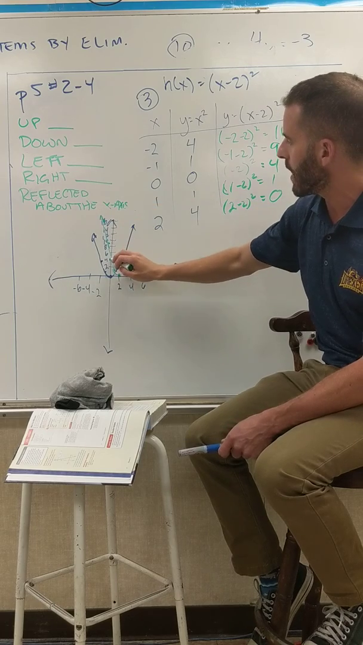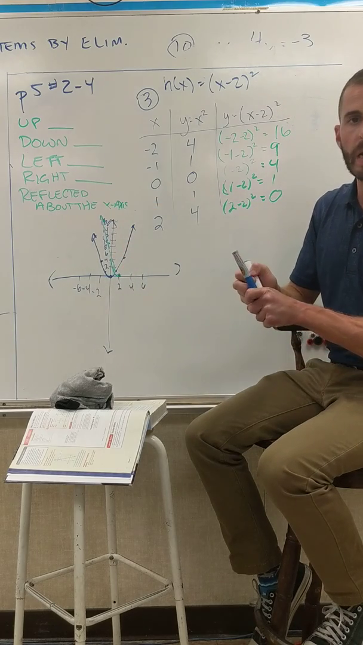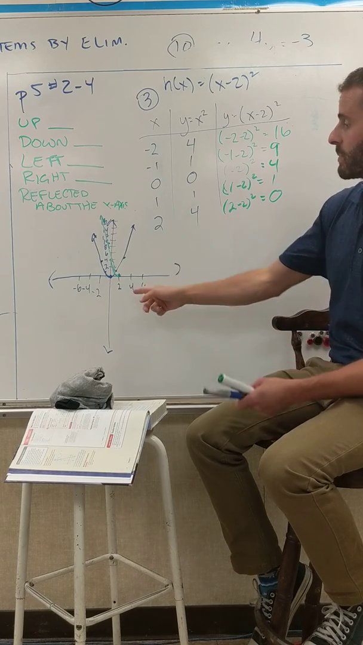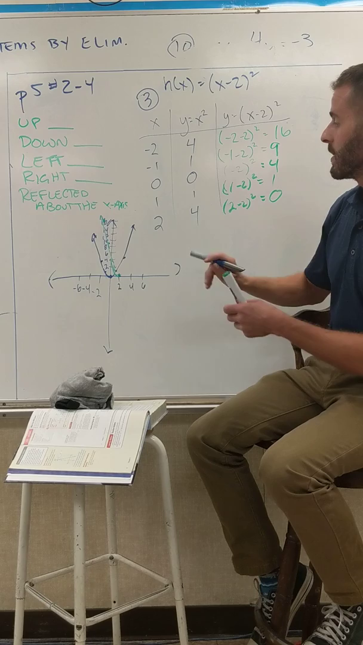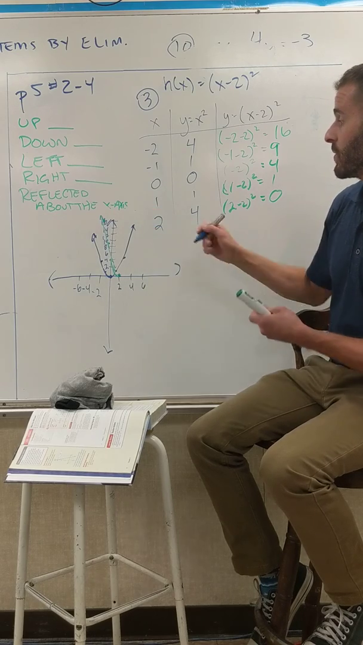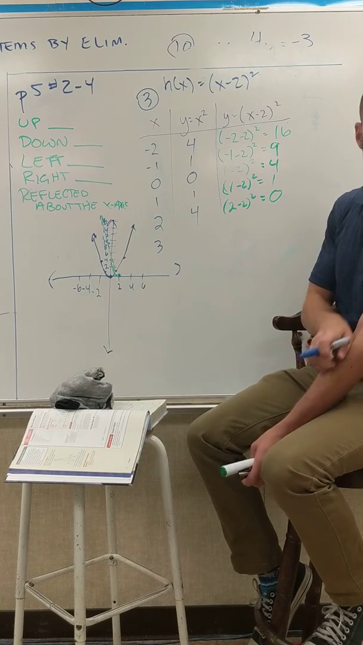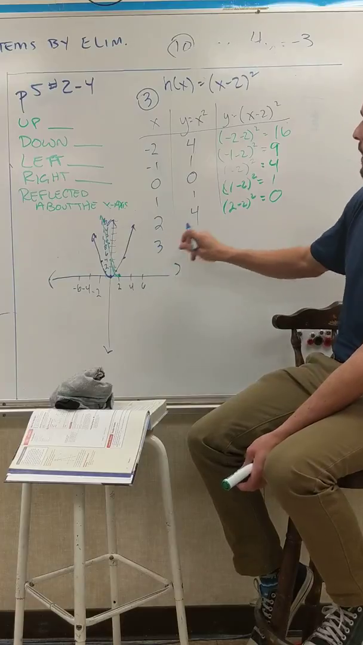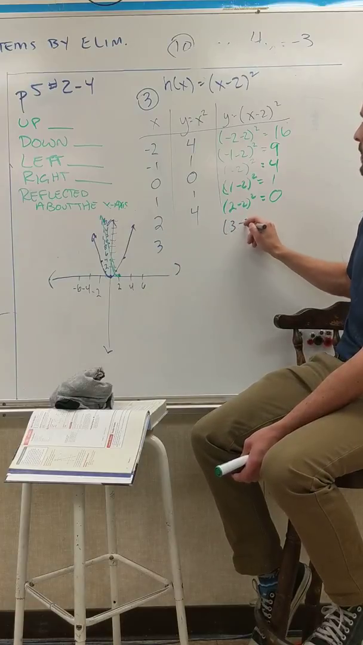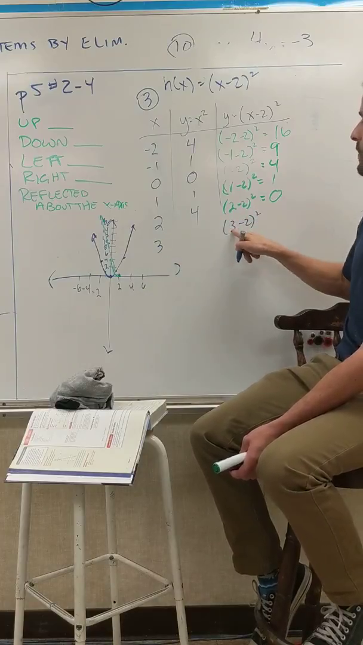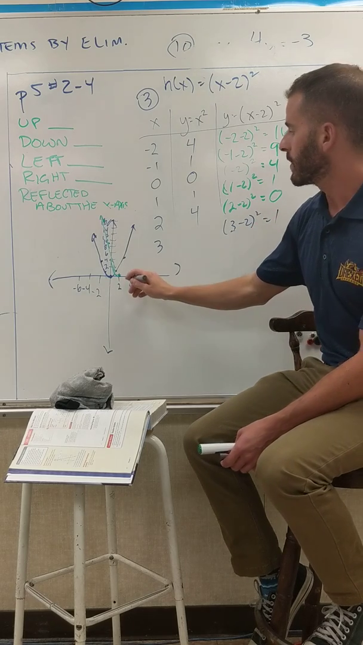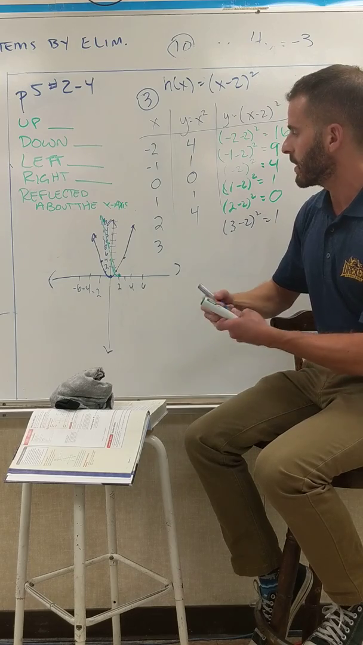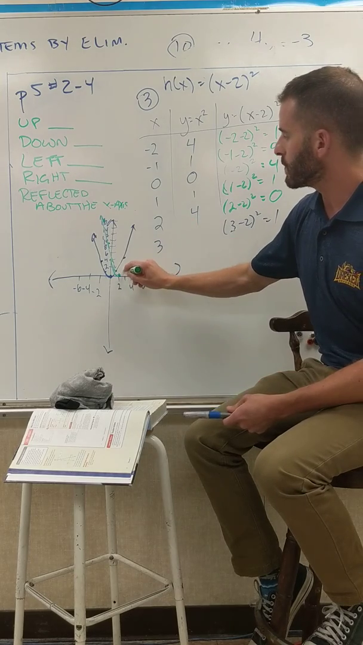It looks like I actually have half of a parabola. So I better pick another point and see what happens. Does my curve keep going down? Does it bounce back up? I don't know yet. So I stopped at 2. I don't know what happens at 3. So at 3, I'm going to plug it in right here. 3 minus 2 is 1. 1 squared is 1. So when x is 3, my parabola goes back up to 1.